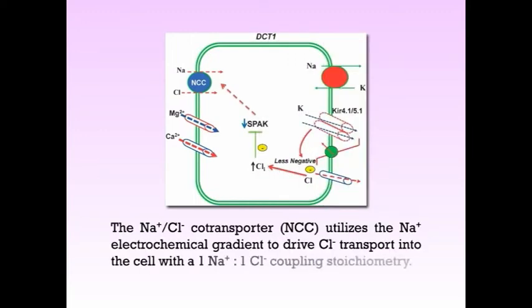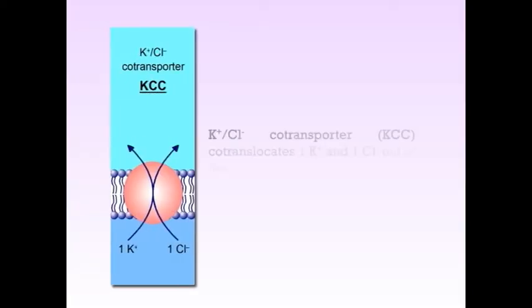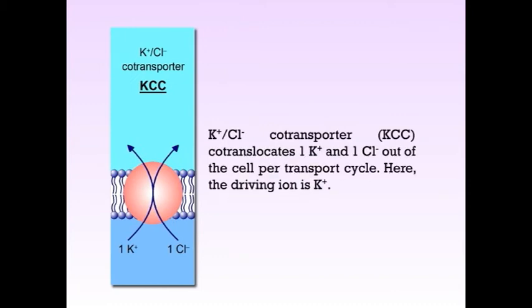The sodium chloride cotransporter, NCC, utilizes the sodium electrochemical gradient to drive the chloride transport into the cell with 1 sodium to 1 chloride coupling stoichiometry. NCC is found in the apical membrane of the epithelial cells of kidney nephron distal tubules. Likewise, the potassium chloride cotransporter, KCC, translocates 1 potassium and 1 chloride ion out of the cell per transport cycle. Here, the driving ion is potassium ions.